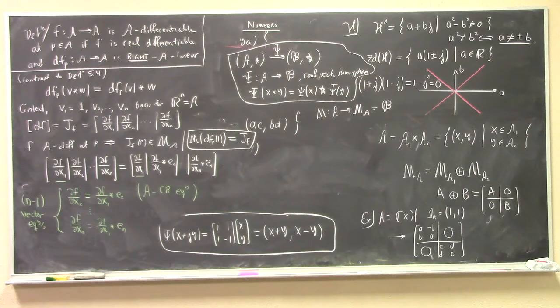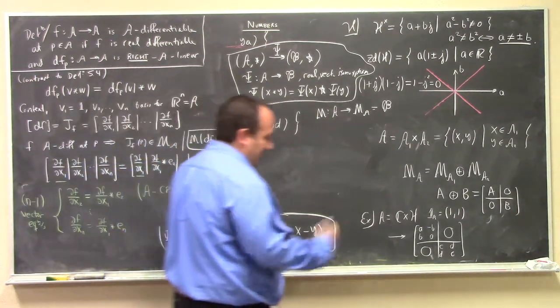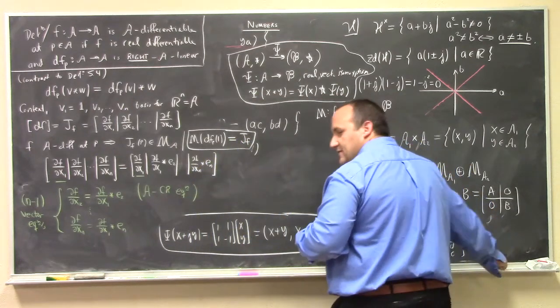These are vector equations. So count it. How many total scalar equations is in the green? Each one of these is n scalar equations. You have n minus 1 of them. So this gives us a total of n squared minus n equations, because n times n minus 1 is n squared minus n.